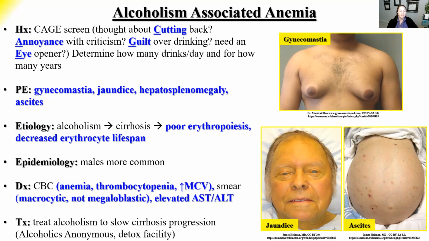On smear, this is going to be macrocytic, but not megaloblastic. So megaloblastic, remember, they have those hypersegmented granulocytes. This one does not have this. In addition, your liver function tests will be elevated. So they'll have an elevated AST, ALT, depending on where they are in the progression of that alcoholism. How we treat this is we treat the cause. We want to treat the alcoholism to slow the cirrhosis progression. So we would refer them either to Alcoholics Anonymous or consider a detox facility. So you're really treating the cause of the anemia in this one.